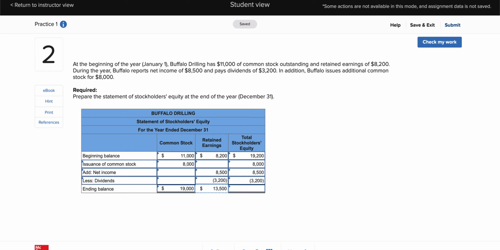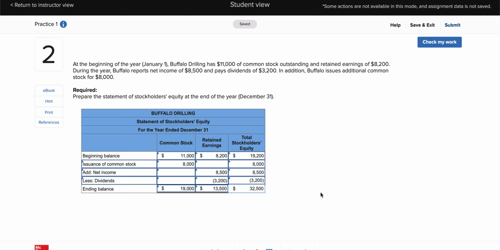Okay, so 13,500 plus 19,000 gives us $32,500. That is our total stockholders' equity. But what we want to do is make sure that coming down this column, we end up with the same number. So 19,200 plus 8,000 plus 8,500 minus 3,200 gives me $32,500. So they add up coming down and coming across to the same 32,500.